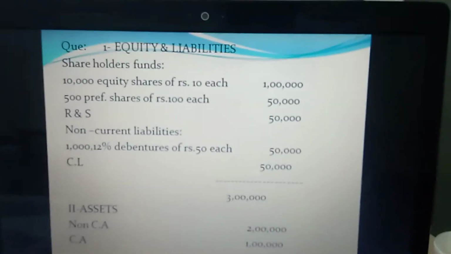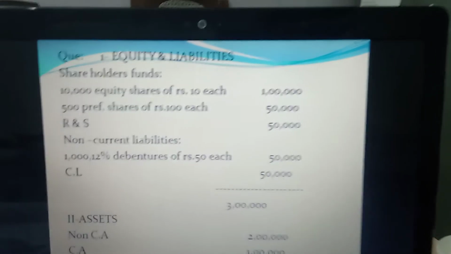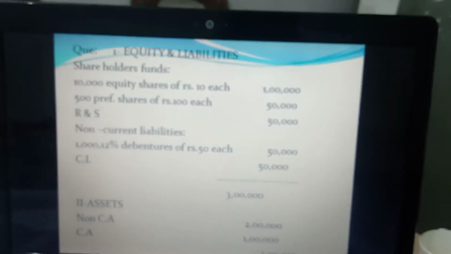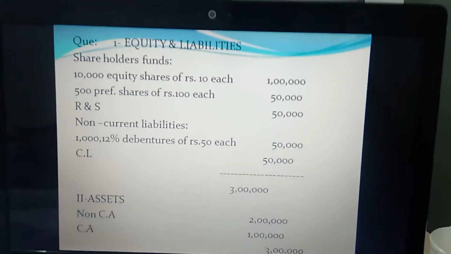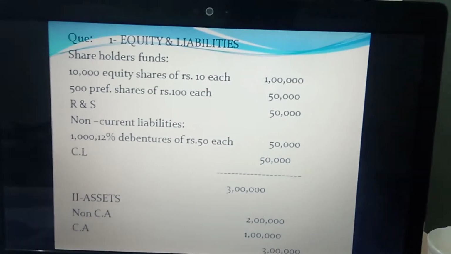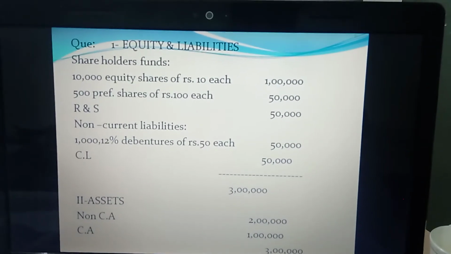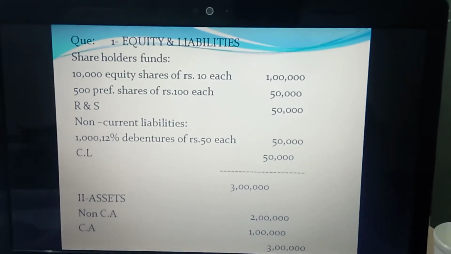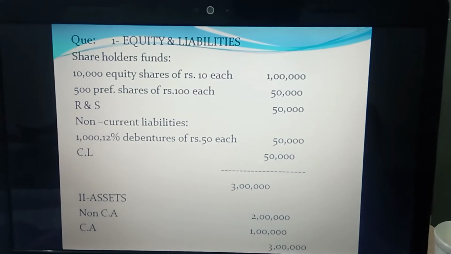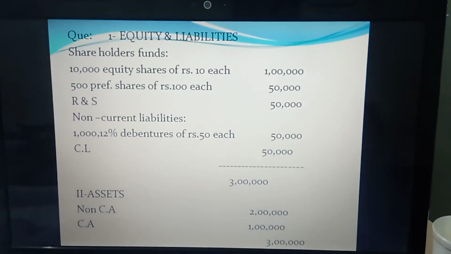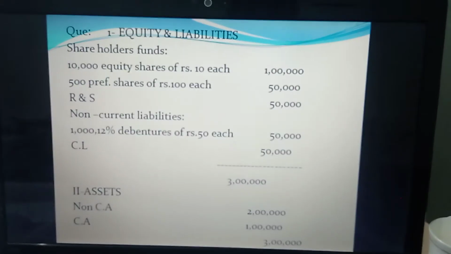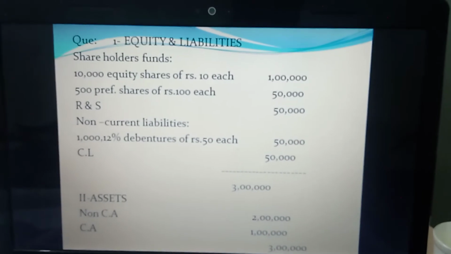Now let us take a question related to the proprietary ratio. Here you can see the balance sheet is given, where under shareholders' funds, 10,000 equity shares of rupees 10 each, amount is 1 lakh; 500 preference shares of rupees 100 each, amount is rupees 50,000; and reserve and surplus is rupees 50,000. Non-current liabilities are 1,000, 12% debentures of rupees 50 each, total amount rupees 50,000, and last is current liabilities, amount is 50,000. So the total is 3 lakh.